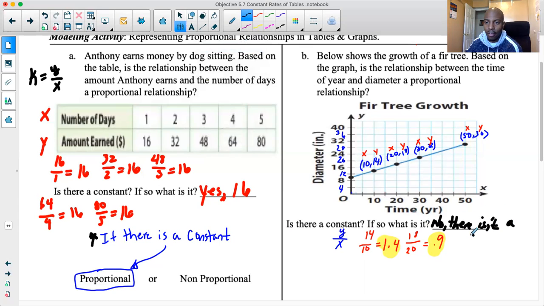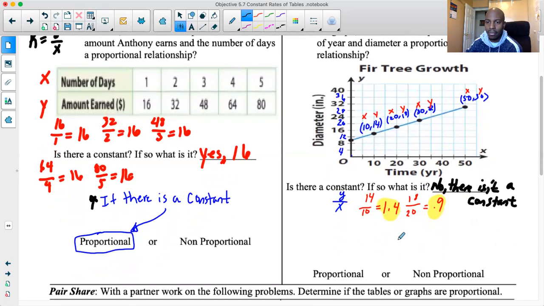If you want to write it, feel free to do that: no, there isn't a constant. And now we can answer the follow-up question. Let me just scroll it down. It's asking us, proportional or non-proportional? Because there's no constant, I can associate this with being non-proportional.